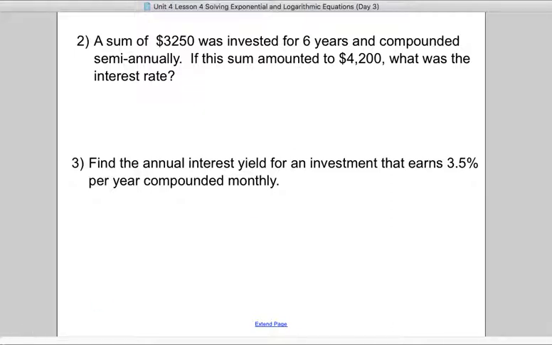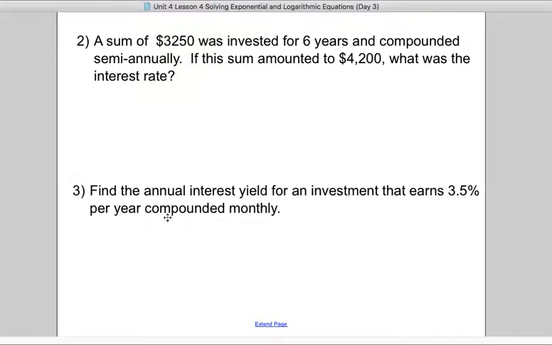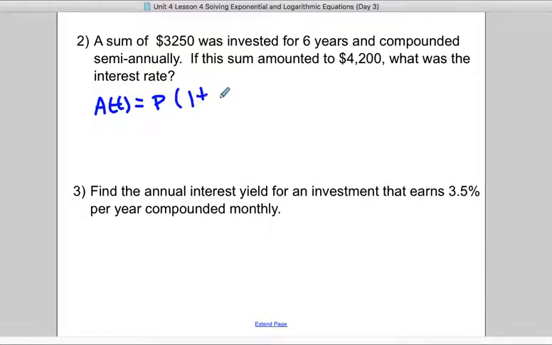Okay, let's go ahead and do this one. The sum of $3,250 was invested for 6 years and compounded semi-annually. If this sum amounted to $4,200, what is the interest rate? So we're going to plug in everybody we know to this equation, and we're trying to find the interest rate, so we are going to try and find R.